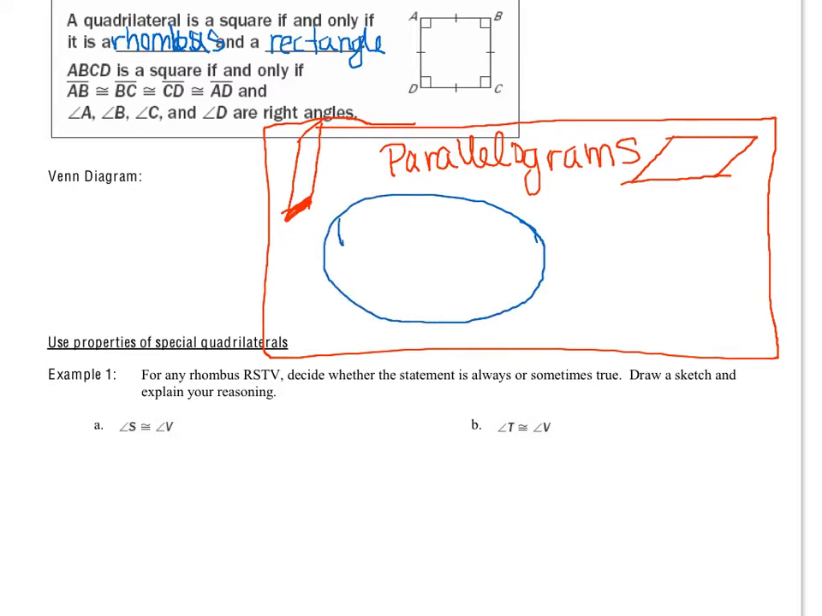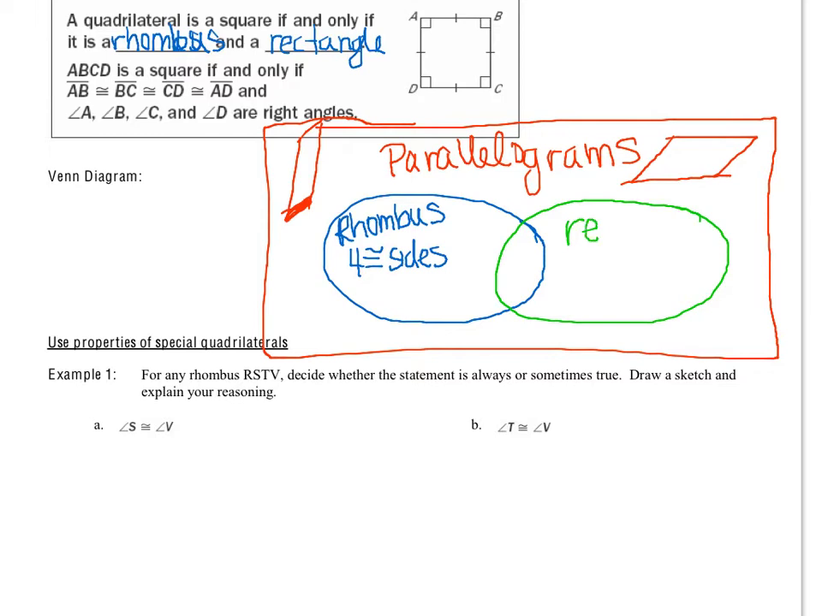So one of them is rhombuses, kind of a funny word, but rhombuses have 4 congruent sides. So not all parallelograms are rhombuses, but some of them are. And then we have another group over here, and those are rectangles. And they have 4 right angles. And if you notice, I drew this so they're overlapping because in the middle we've got this small group that's both of them. And that small group, those are our squares.